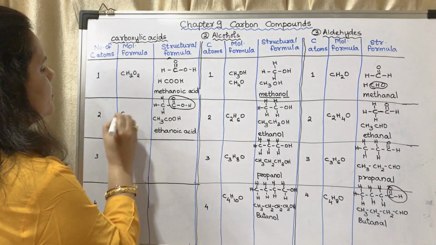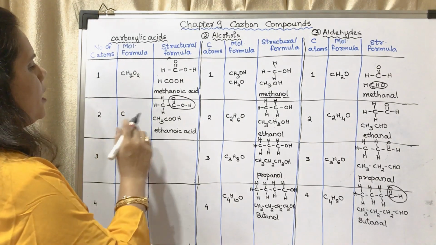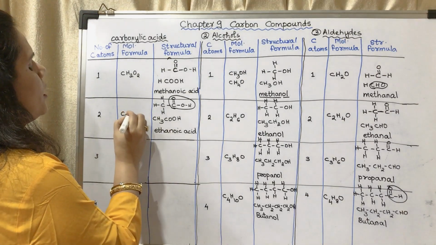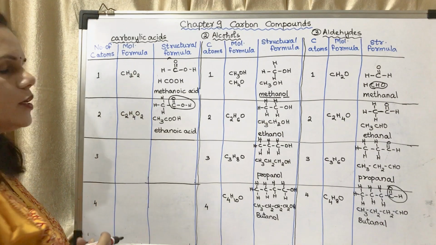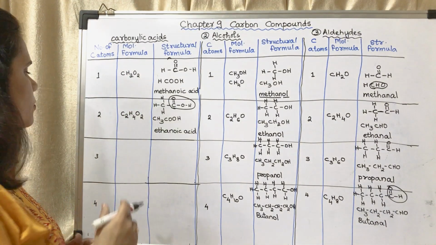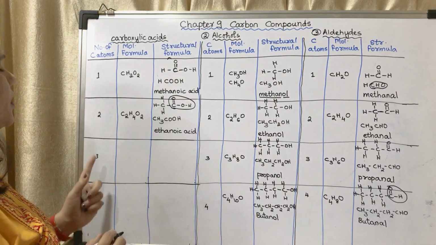Now we may move on to the molecular formula. The first one is with C. How many C? 2. How many H? 4. And how many O? 2. So it becomes C2H4O2. Now the third one is the number of carbon atoms.